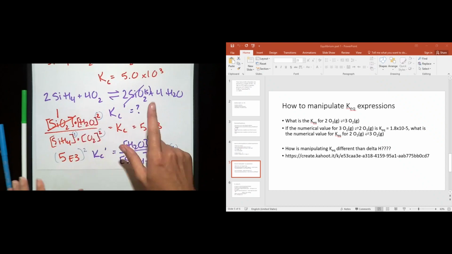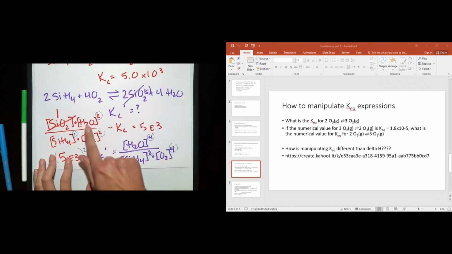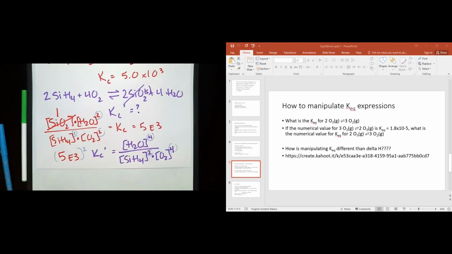Okay, so or you can set up the expression, compare the expressions, and the only thing you have to know how to do for that is how to set up equilibrium constant expressions, which is really important.